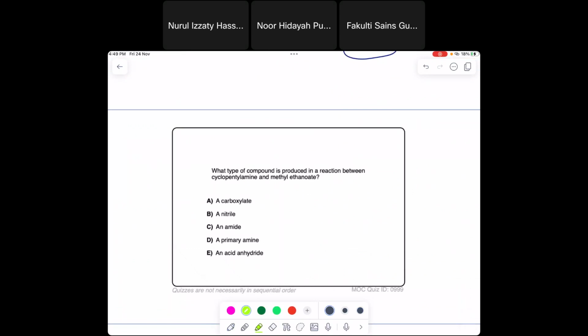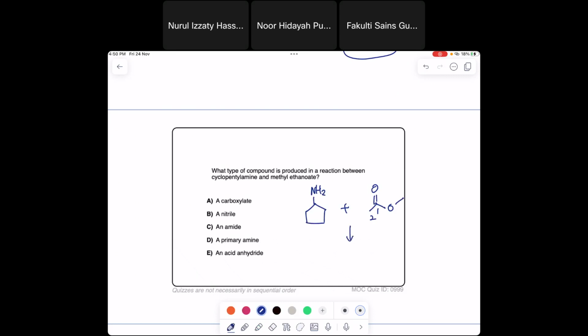Okay. Soalan yang seterusnya. What type of compound is produced in the reaction between cyclopentylamine and methyl ethanoate? This is ethanol. Methyl ethanoate.